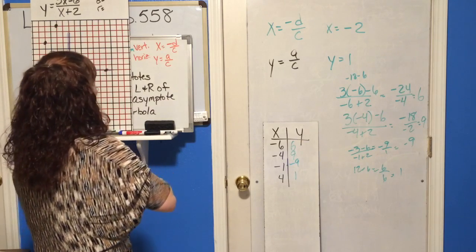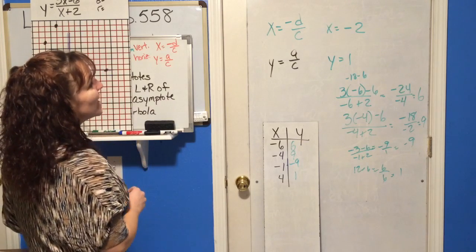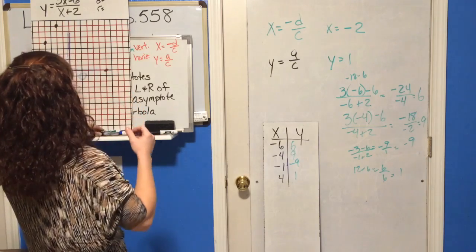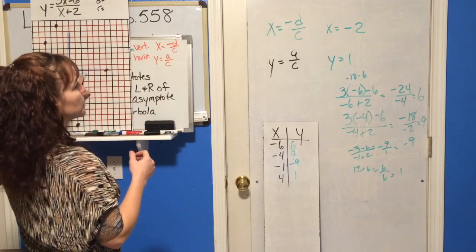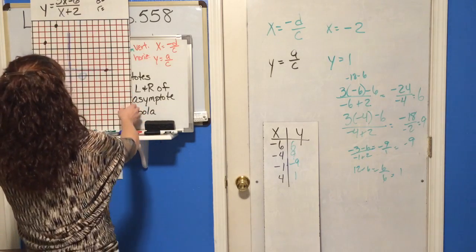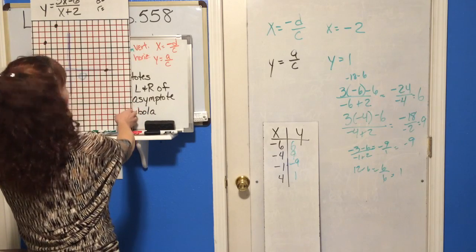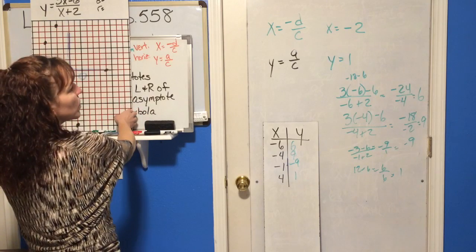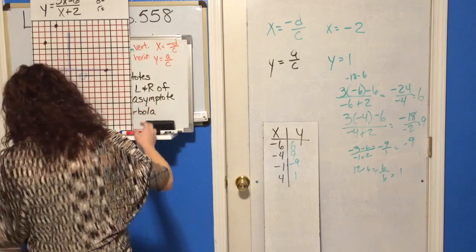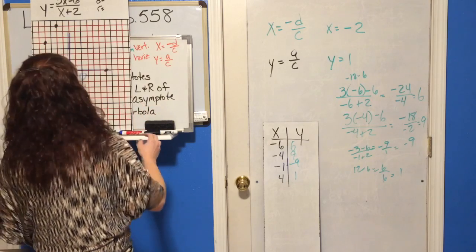Did I put my asymptotes in the wrong direction? That's what I did. Oh my goodness. Okay, so, oh no, oh no, oh no. Oh, you know what? No, I didn't.